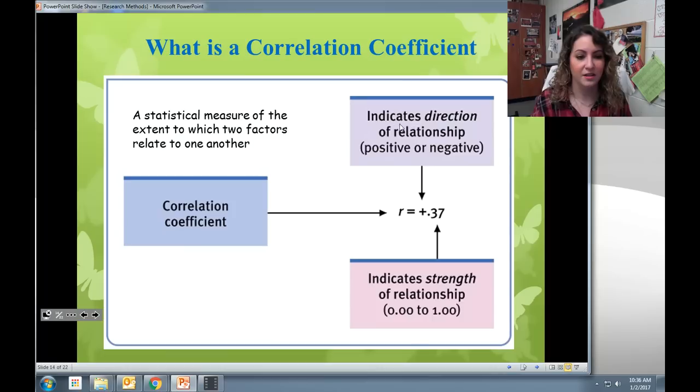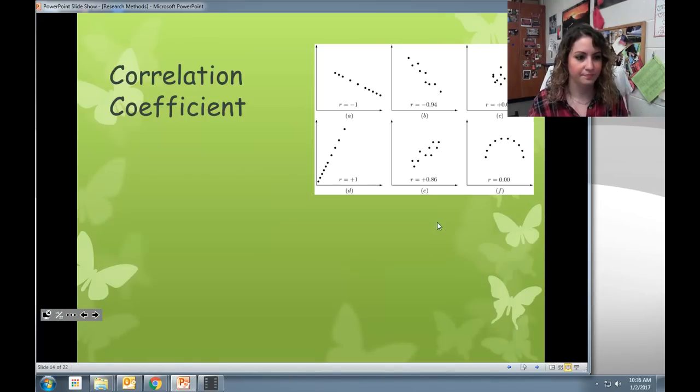So the plus or minus indicates the relationship, positive or negative, and then how close it is to either 0 or 1, positive or negative, indicates the strength. The closer it is to 1 or -1, the stronger the relationship. The closer it is to 0, the weaker it is.